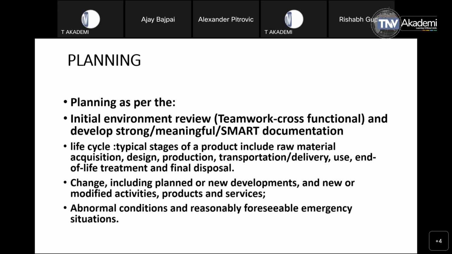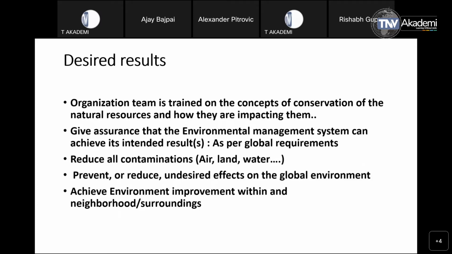So now let's go to what are the desired results. What are we looking at finally when we are going to have aspects identification done? Organization team should be trained. Okay, if they are trained, they understand the conservation of the natural resources, global warming, ozone layer depletion, and how they are going to impact the globe and our life and our product, service, and other activity related with the environment management system and other management system.